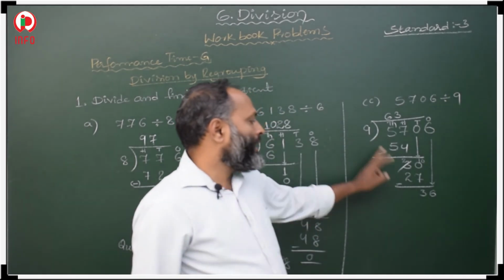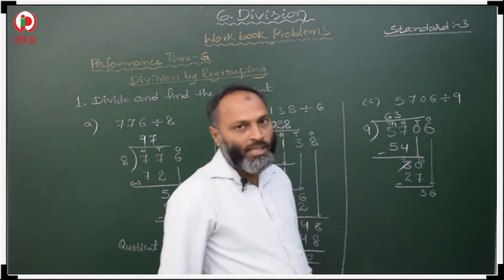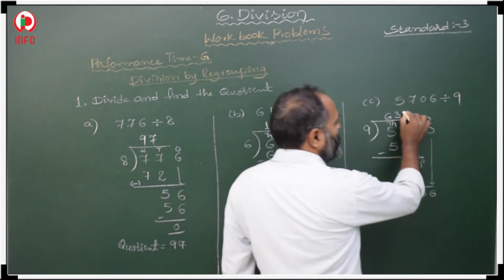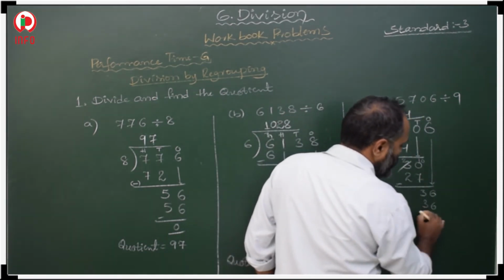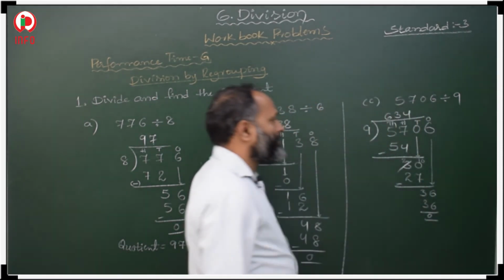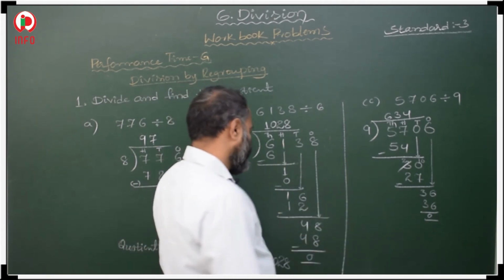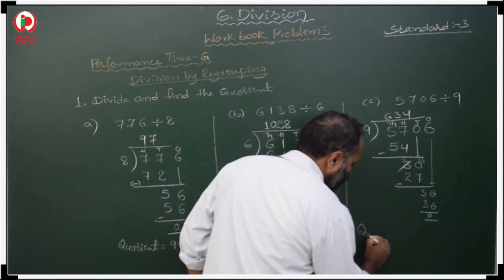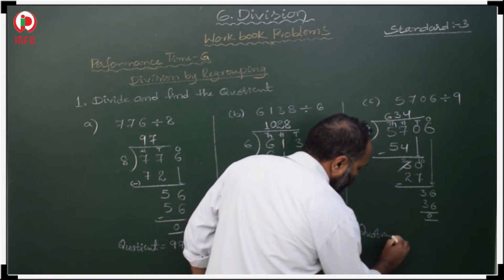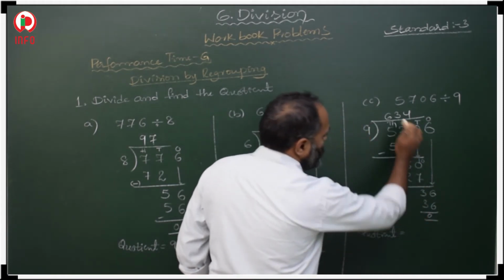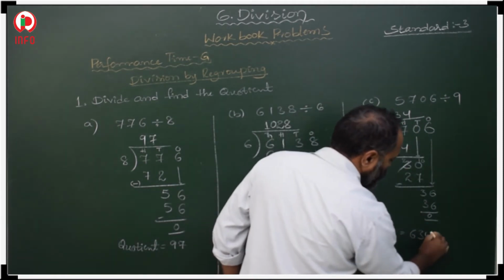Then in the 9 table when you get 36, 9 4's are 36. Then what is your quotient? This answer is your quotient, 634.